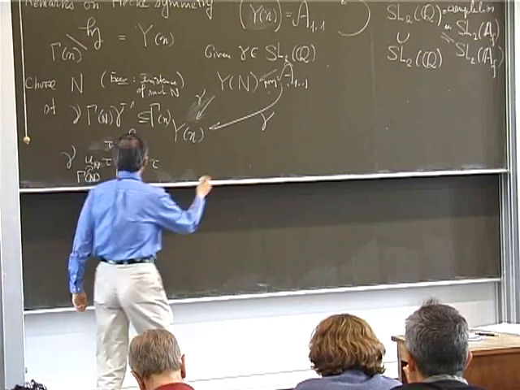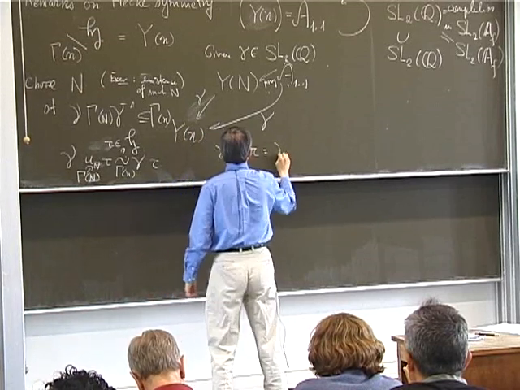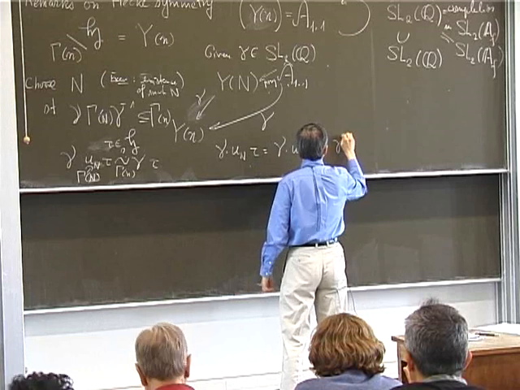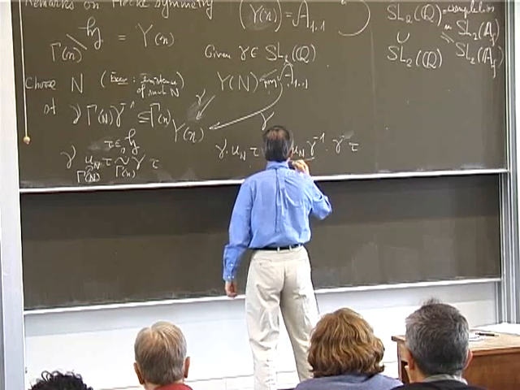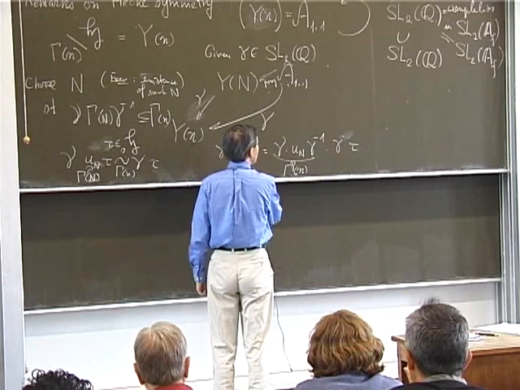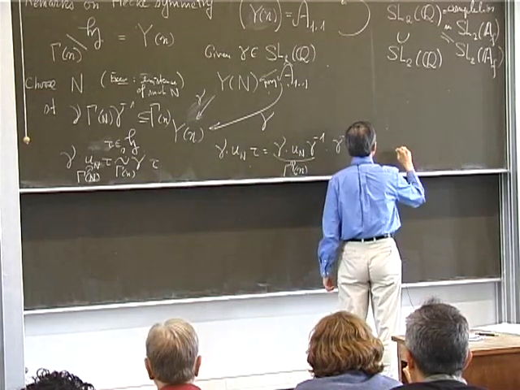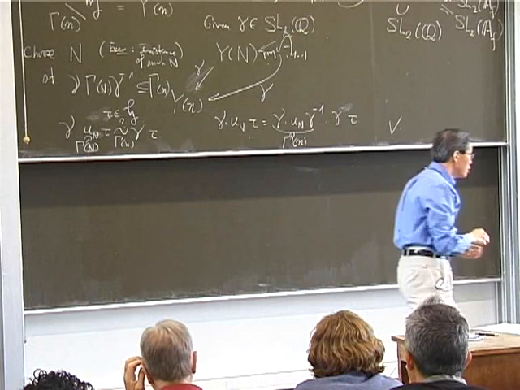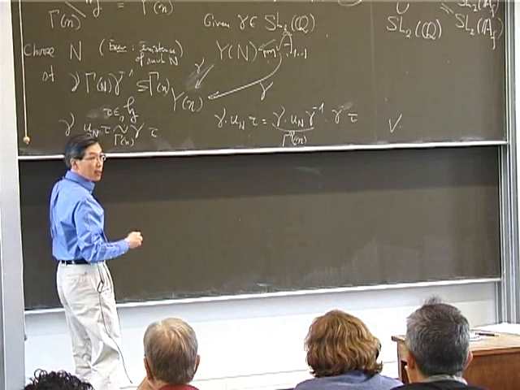Okay, now this should be clear. So we'll check. So gamma times u_N times τ is gamma u_N gamma inverse times gamma τ. But this is in Γ(n) by our choice, and therefore we got the required result. So we have seen that we have such actions. Okay. Now, the next thing I would like to say is that we can do a similar construction algebraically.